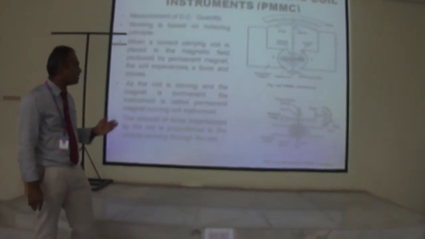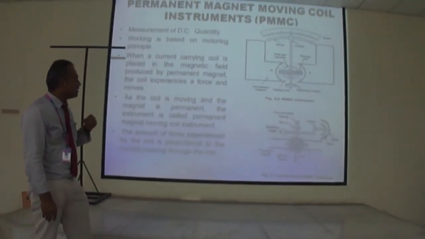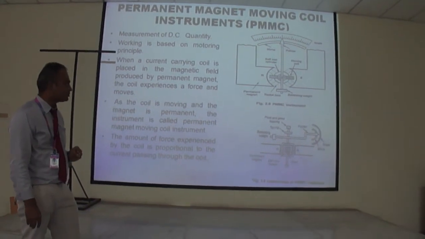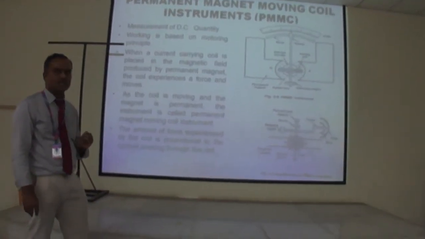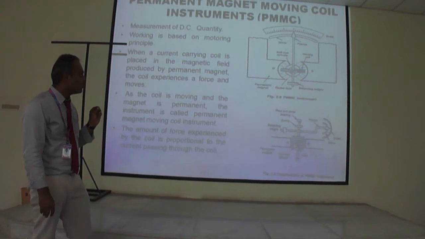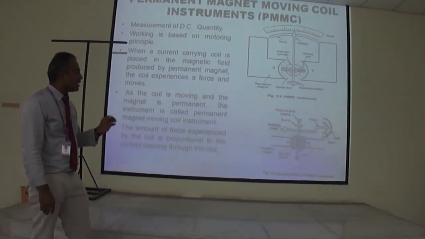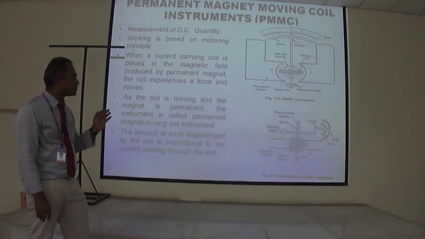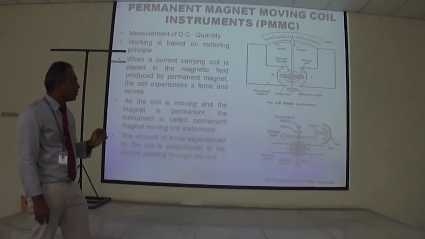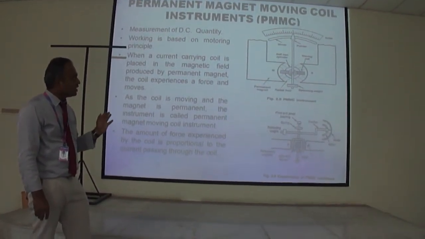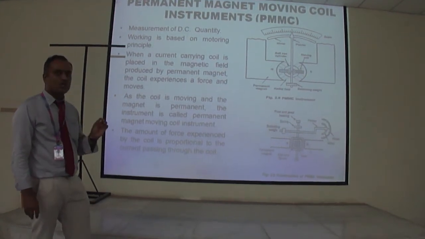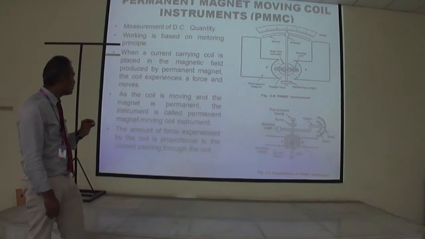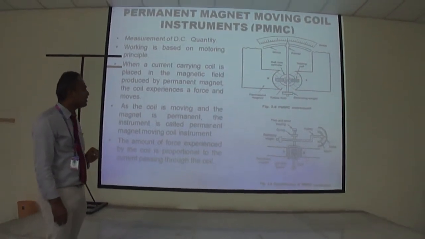You can see from the figure that in the radial field the moving coil is suspended. The unknown current which is to be measured is given to the moving coil, and the current carrying conductor placed in the magnetic field experiences a force. Due to the force, the pointer shows the corresponding value of the current or the voltage. This is the working principle of the PMMC instrument.